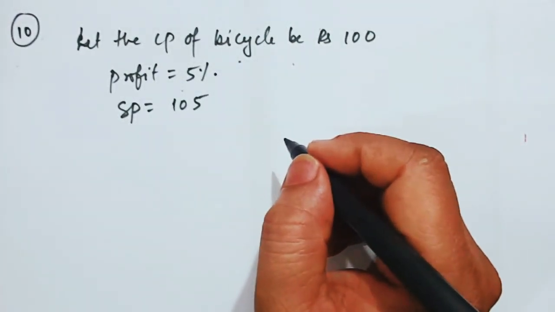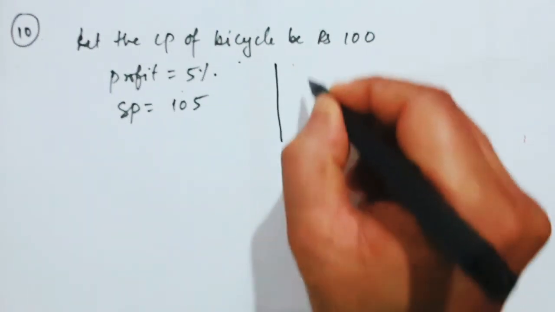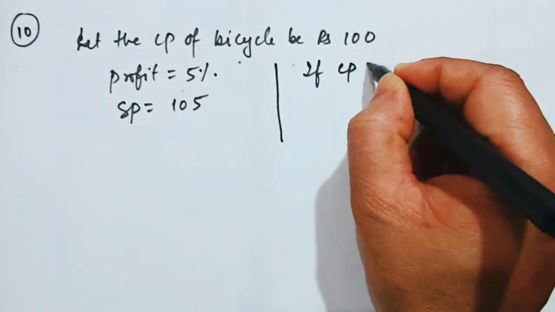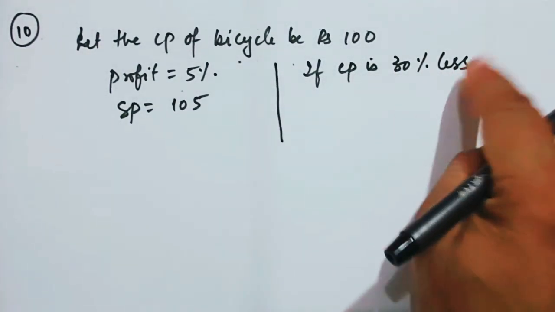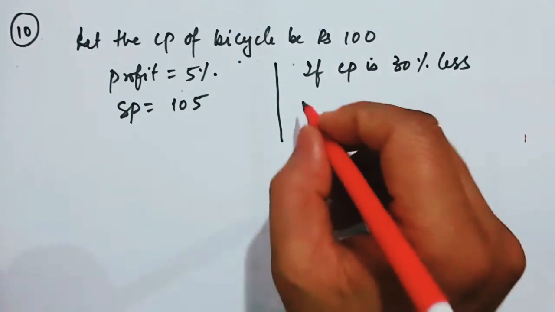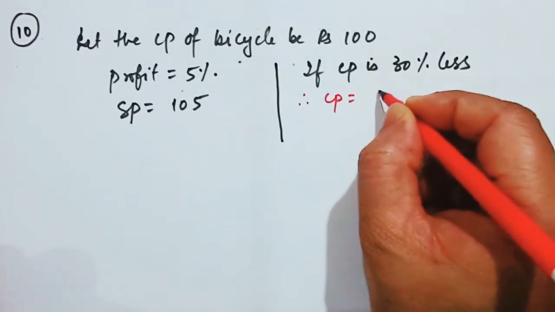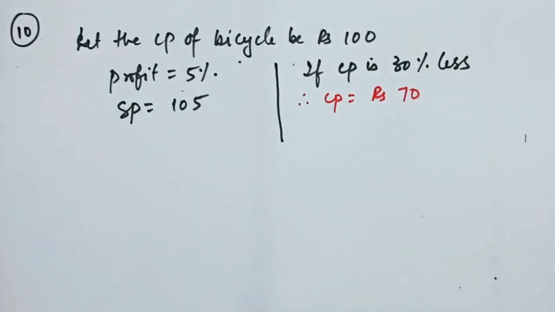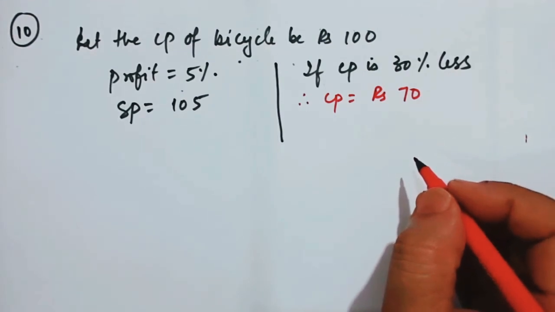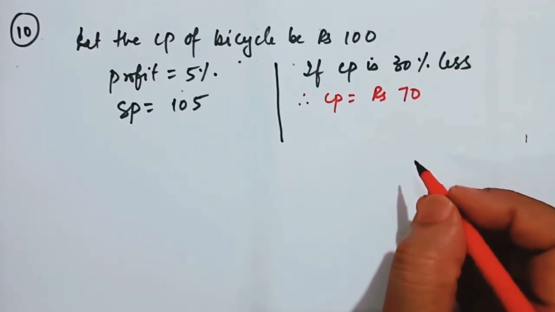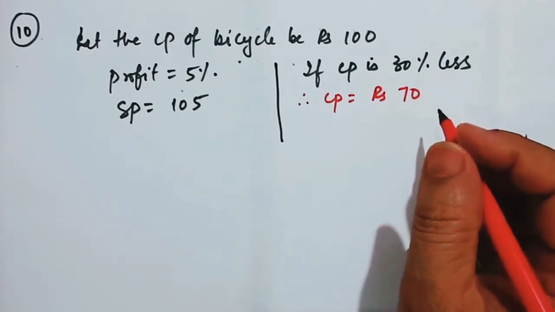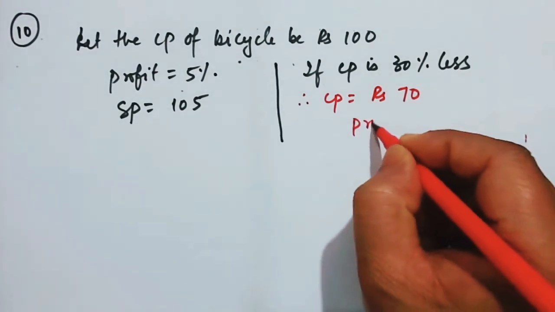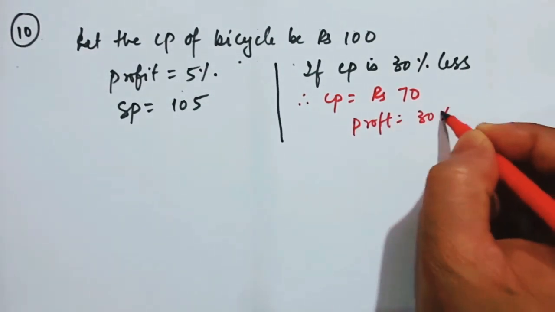If the cost price is 30% less, so when the cost price is 30% less, therefore the cost price will be rupees 70 out of 100. 30% less means the cost price will be 70. Okay. What are they saying? And the selling price rupees 63 less, he would have made a profit of 30%. Now they again say profit of 30%.